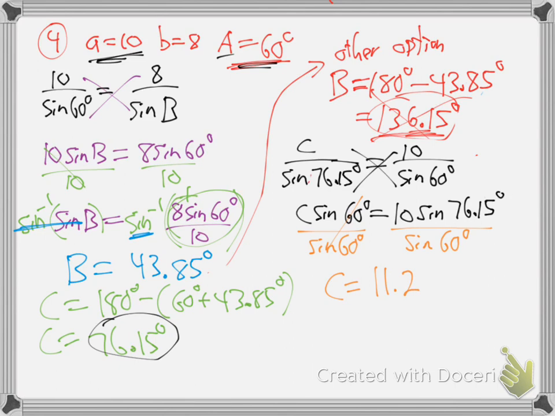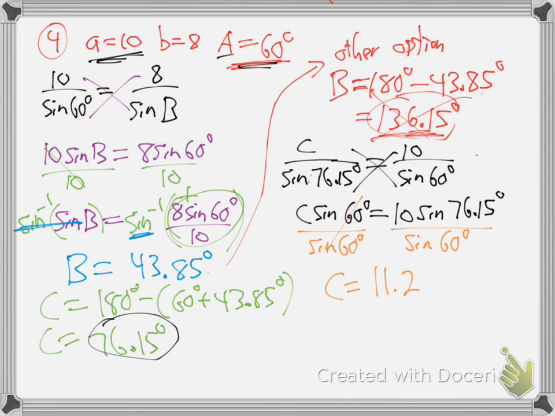Hope I'm not confusing with the capital C. This is supposed to be a small c. Whatever. The side's 11.2. The angle is 76.15. And you can double check your work by checking to make sure that the biggest angle should be with the biggest side, medium, medium, small, small.